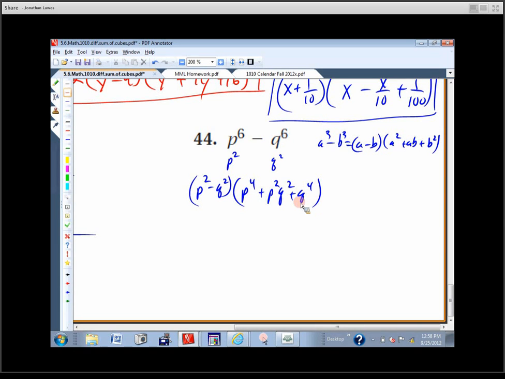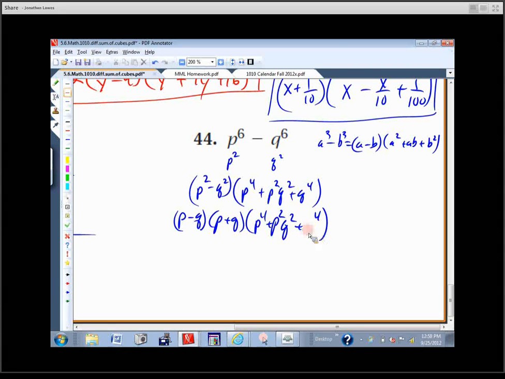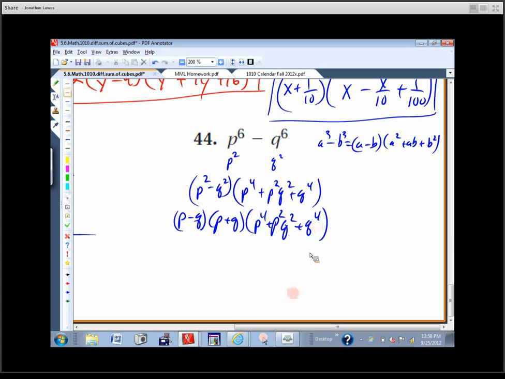Is it factored completely? No. It's not factored completely. I can break this one down to p minus q and p plus q. And then I've got p to the 4th plus p squared q squared plus q to the fourth. Good? Okay. Who thinks we're done?